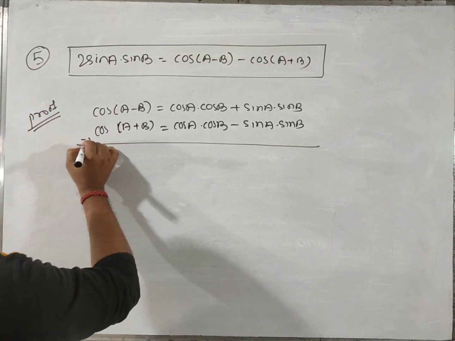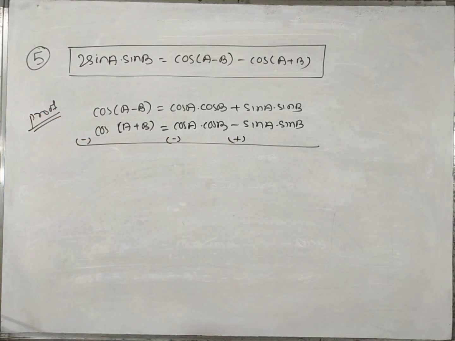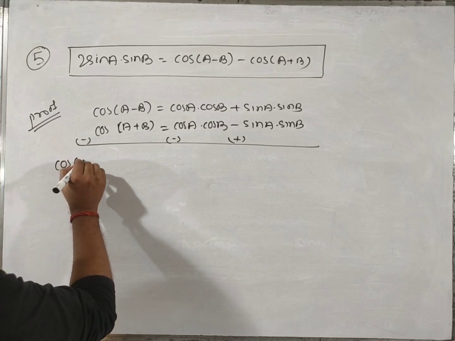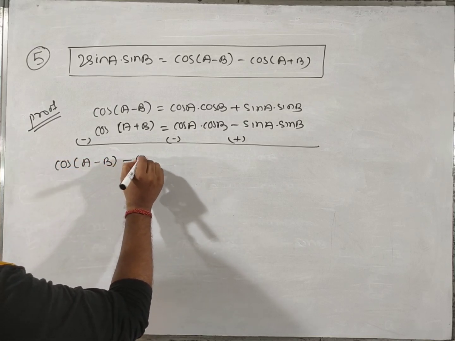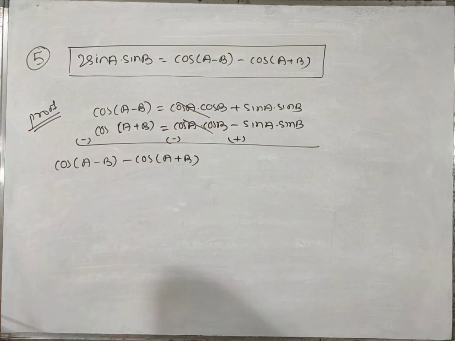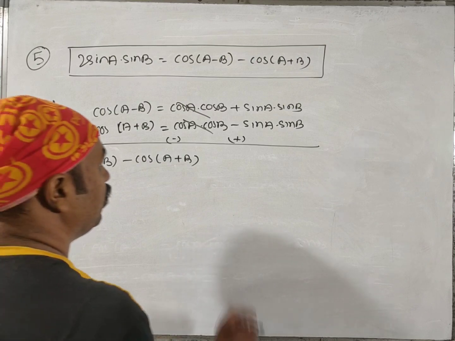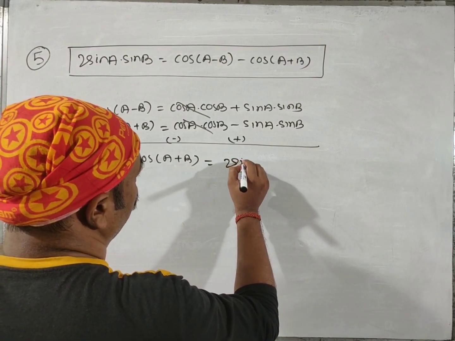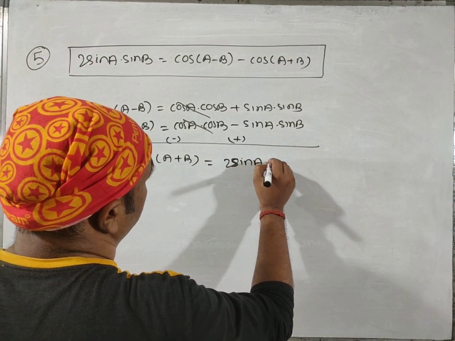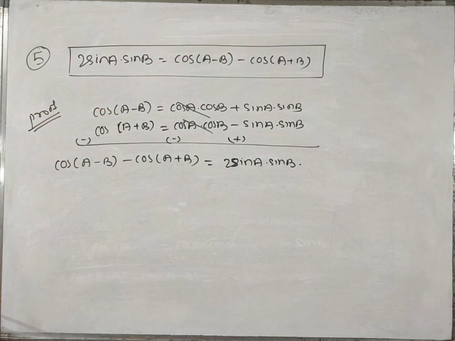Then subtracting, we have cos A minus B minus cos A plus B. Cancelling both of the parts of cos A into cos B with minus cos A into cos B, we have 2 sin A into sin B. And here it is the proof of the fifth one. Then let us go through some of the problems based upon these methods.